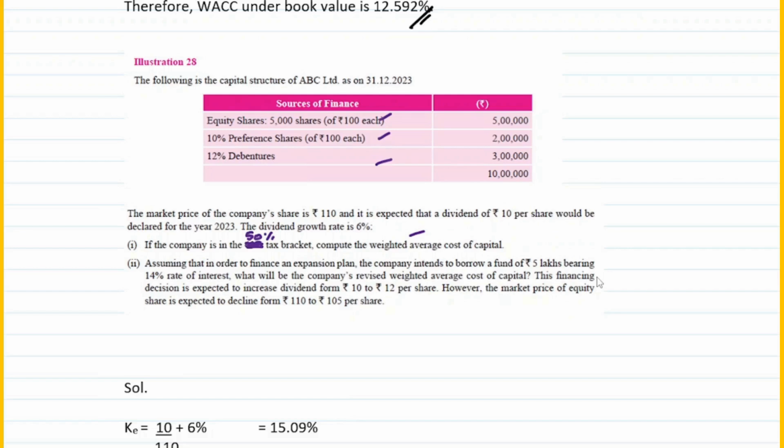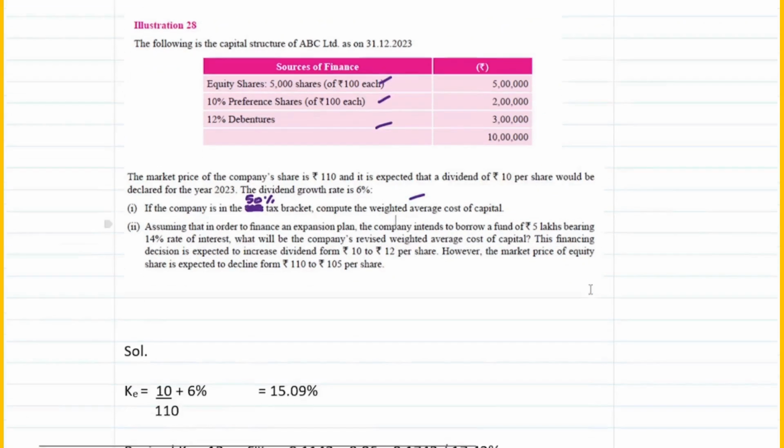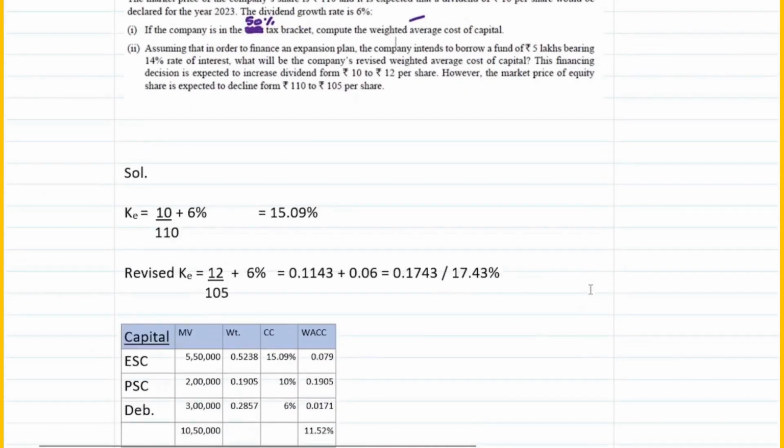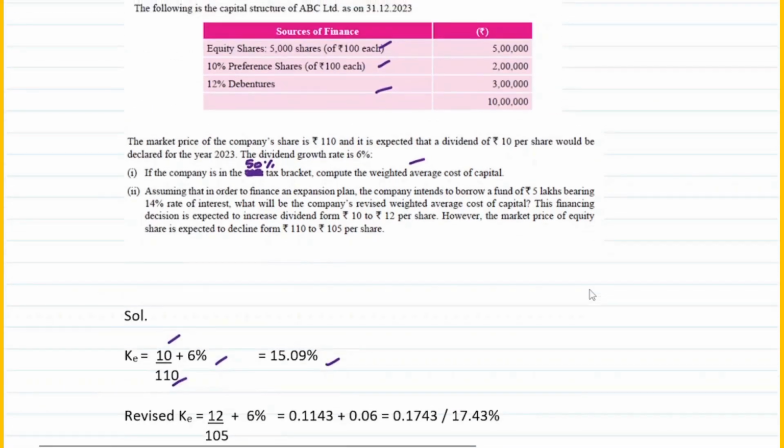So first, you calculate the KE. So the formula, as we have already discussed, we're just putting the figures in the formula. Dividend divided by price plus growth. So it comes out to be 15.09%. And if you go further, you don't have any other details for the other elements of capital.